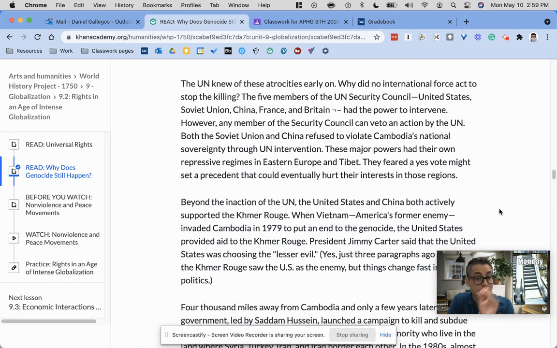However, both the Soviet Union and China refused to violate Cambodia's national sovereignty through UN intervention. That means they refused to invade Cambodia. And these major powers had their own repressive regimes in Eastern Europe and Tibet. That means China and the Soviet Union both had regions of their own nations that they were controlling with repressive regimes, that means with governments that control the people there. They feared a yes vote might set a precedent that could eventually hurt their own interests in those regions.